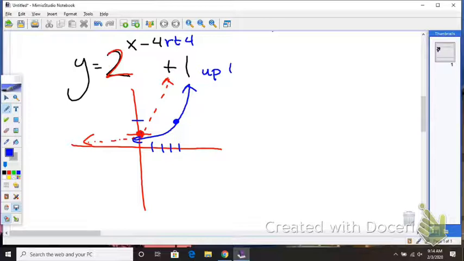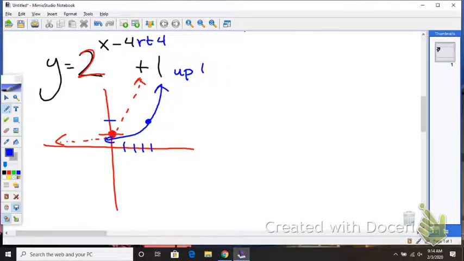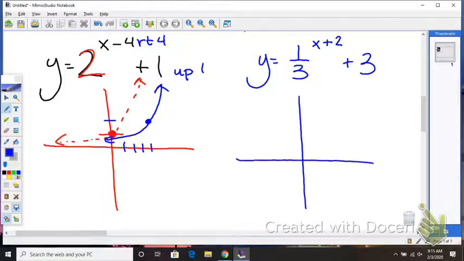So let's do one more, and then I'm going to show you a tricky one, and then that's it. I can't get back there. So this time I'll do y equals 1/3 to the x plus 2 plus 3 on the outside. So it's a decay. So our A value is 1/3, which means it's a decay. You're still going to go through this point, but the graph shape is going to change to going down. And then you guys shift this on your own.